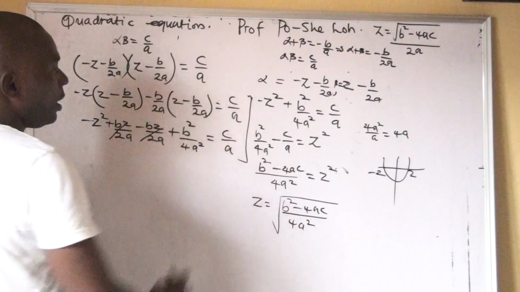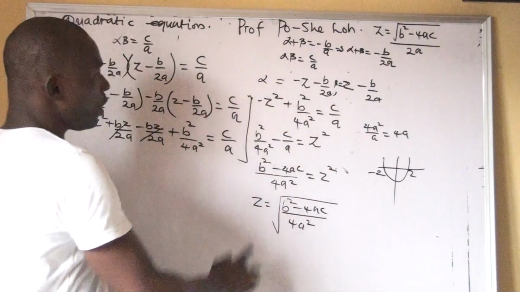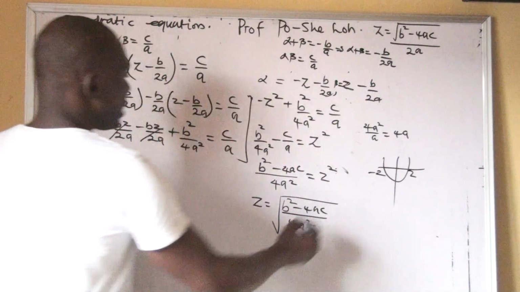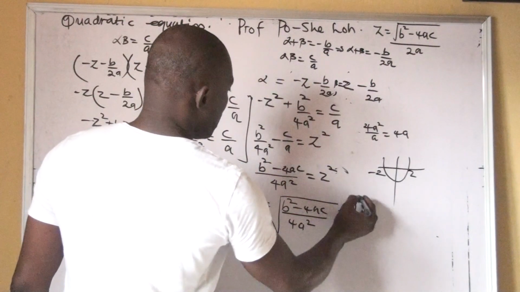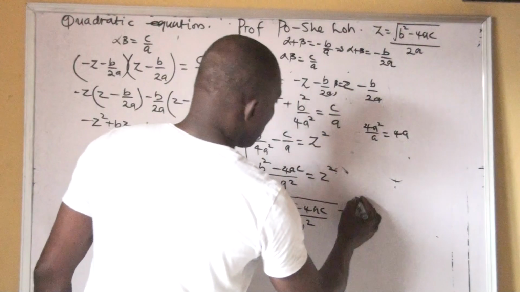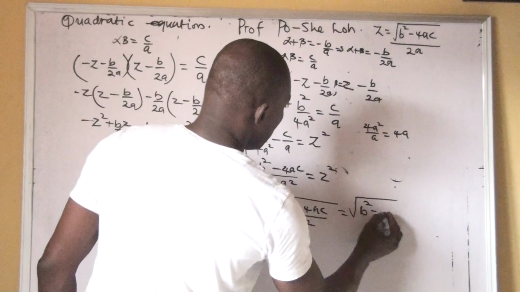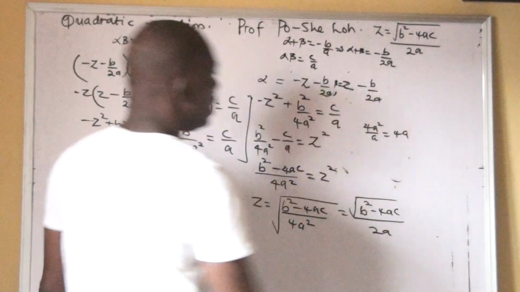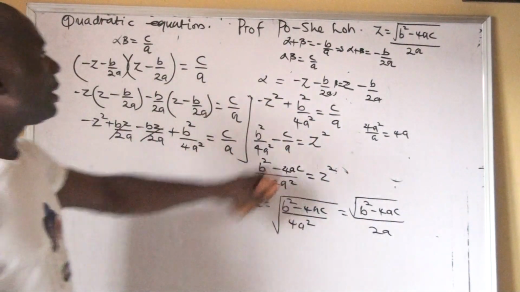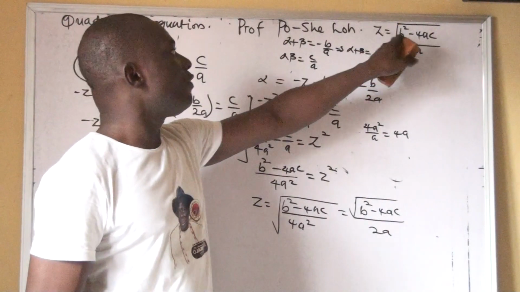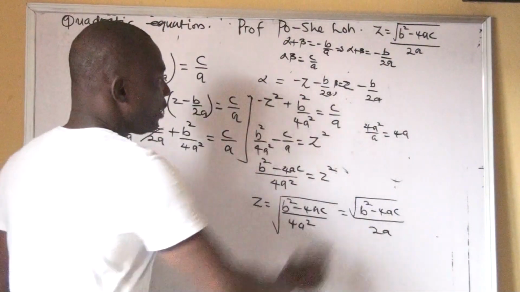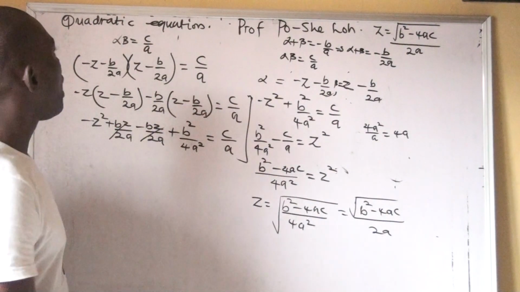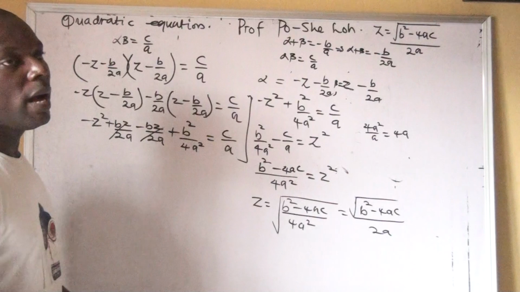And if you look at the denominator, the square root of 4a squared is 2a, so that our z will become the square root of b squared minus 4ac all over 2a. So we can see that the expression for z is the square root of b squared minus 4ac all over 2a, using the Professor Po-Shen Loh approach.